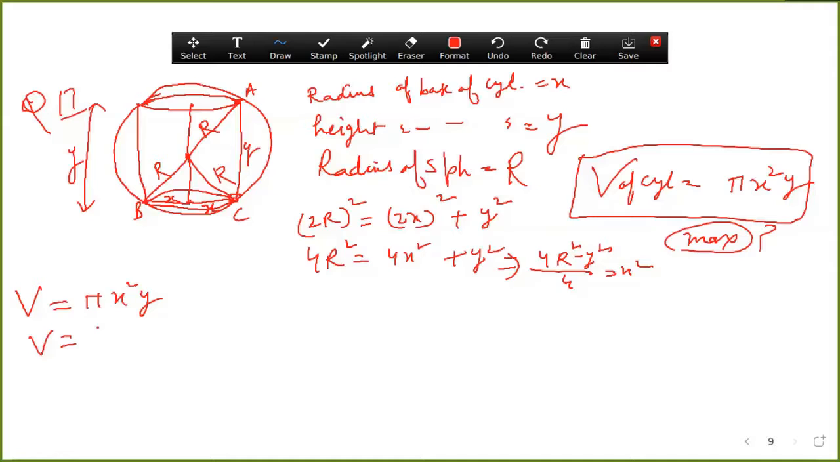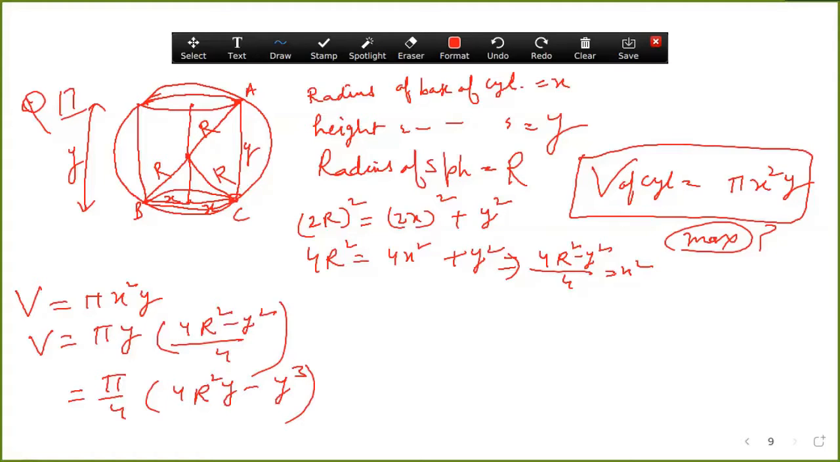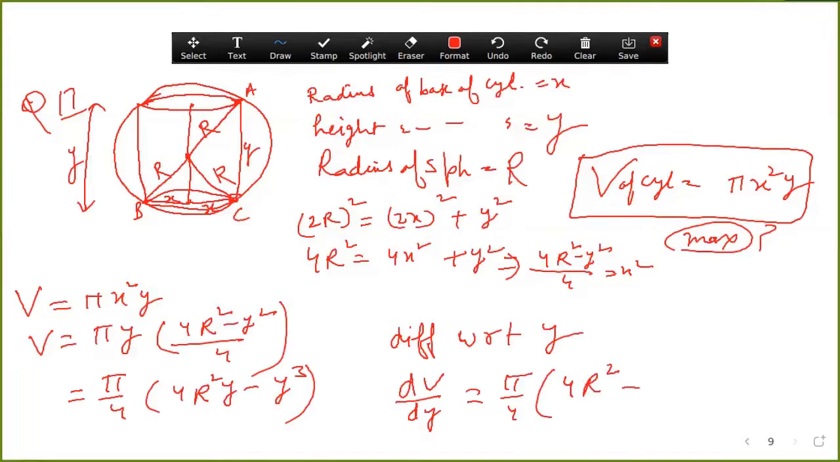Put the value of x square here, so the expression will be converted into one variable. This is x square, that means 4R square minus y square upon 4. When you multiply by y inside, this becomes pi by 4 into 4R square y minus y cube. Now we differentiate with respect to y. What will you get? dV upon dy is equal to pi upon 4 as it is, times 4R square minus 3y square, and put this derivative equal to 0.